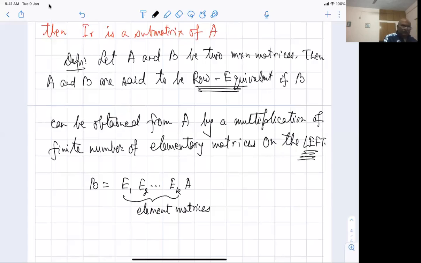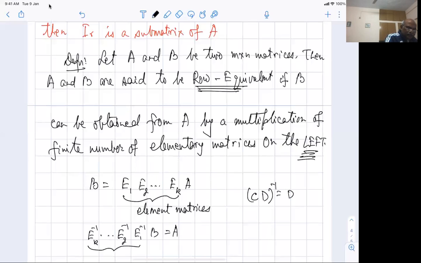There are K of them here. Since these are invertible matrices, you can also get A by multiplying B by EK inverse, and so on up to E1 inverse, each of which is again an elementary matrix. So why are we getting it the other way around? Recall that if C and D are two invertible matrices, then (CD) inverse is D inverse C inverse. So they appear in a different sequence.